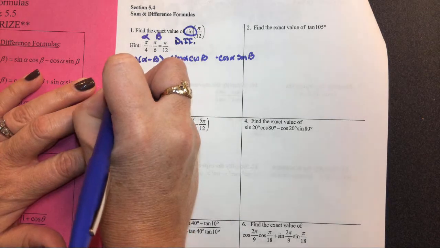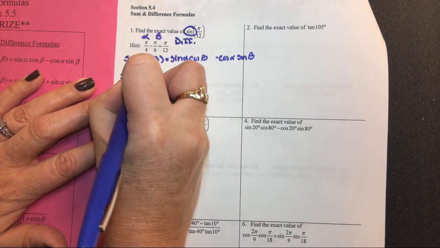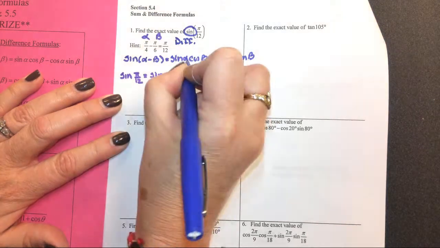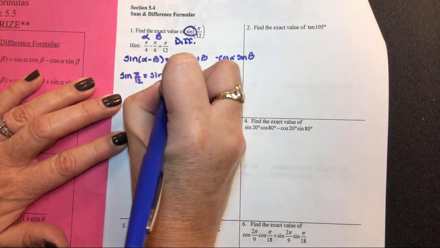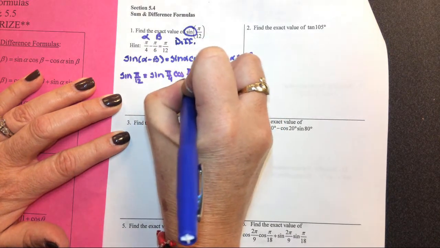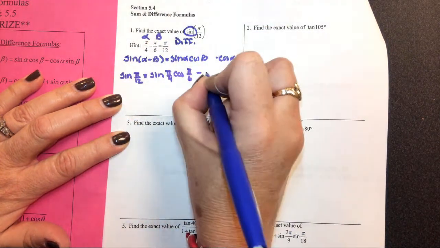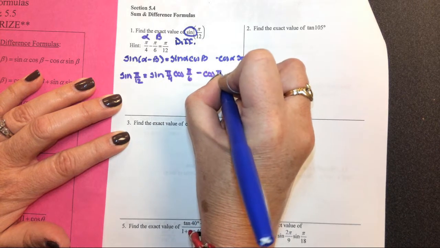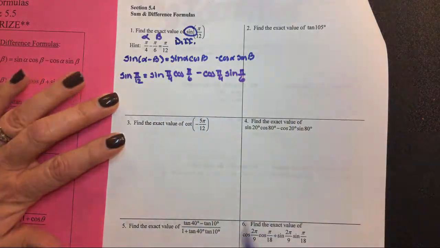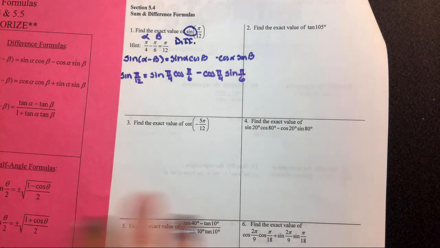So then the sine of pi over 12 is going to be equal to the sine of alpha, which is my pi over 4, cosine of beta, which is my pi over 6, minus cosine alpha, so I plug in pi over 4 for alpha, times sine of beta, plugging in pi over 6 for beta. So all I've done at this point is substitute.